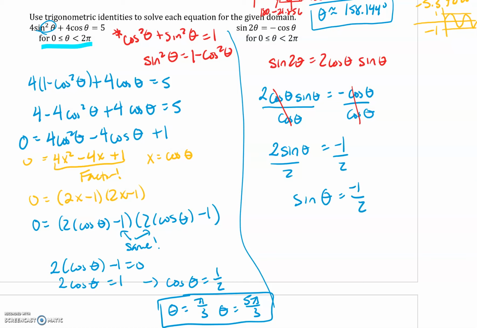And now let's just go back and look at our handy dandy unit circle. Where is y equal to negative 1/2? And again, looking at our directions, 0 to 2 pi, radians as my answer. So theta is going to equal 7 pi over 6 or 11 pi over 6.